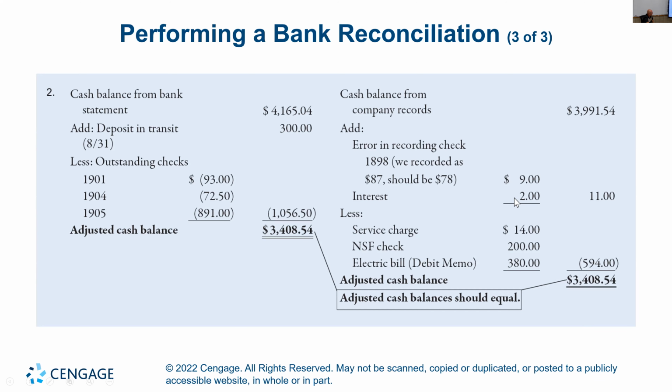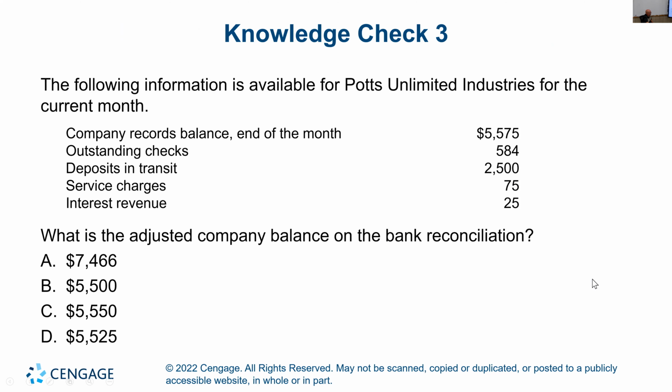They collected some interest for us, so we would add that in. But we had a service charge for having the account of $14, and a non-sufficient check. So cash we thought we had, we no longer have, so you have to subtract that out. And then they gave us a debit memo for the electronic withdrawal of the electric bill. Once we make those adjustments to this balance, we get $3,454. And we see that we are balanced, and that is actually the correct amount of cash that we would have available at this point in time.